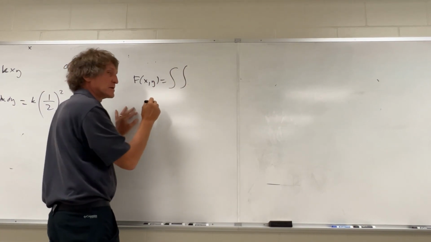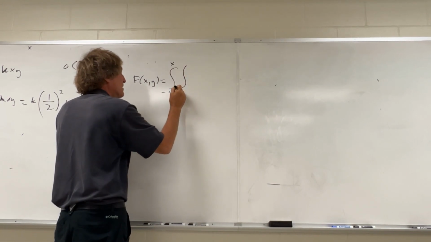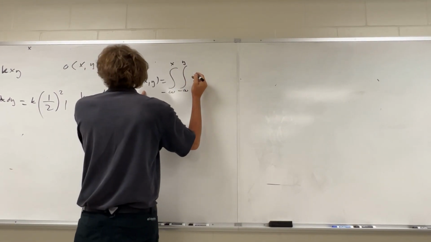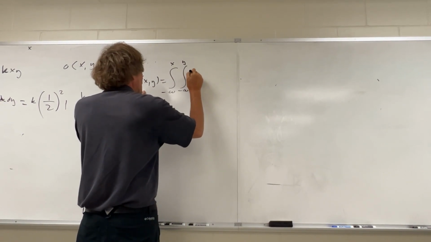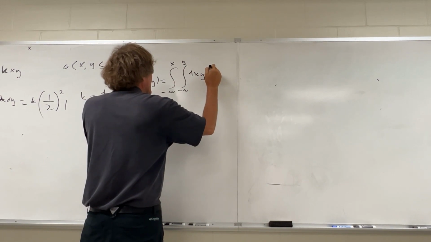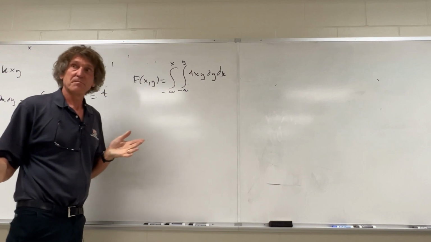It's always a double integral, starting technically at minus infinity to x, minus infinity to y. The order is unimportant, of f of x, y, which is now 4 times x times y, and we can go dy dx. The order is unimportant. You all follow me on this?